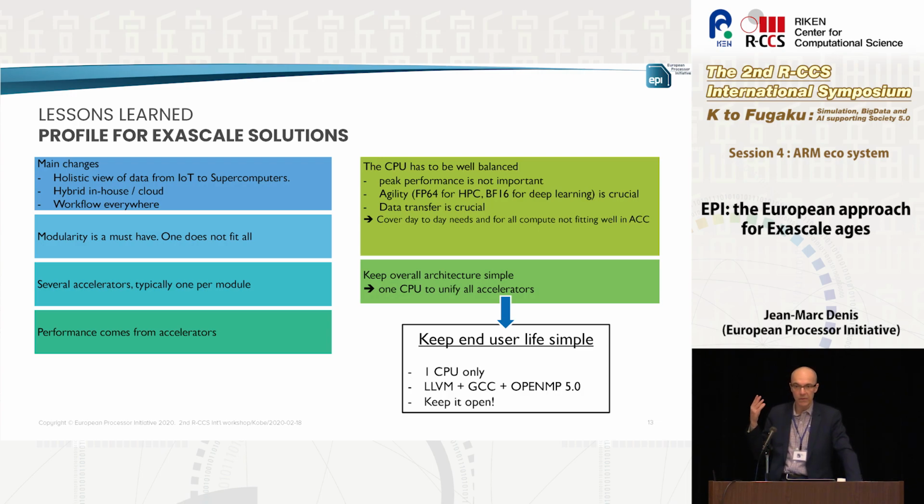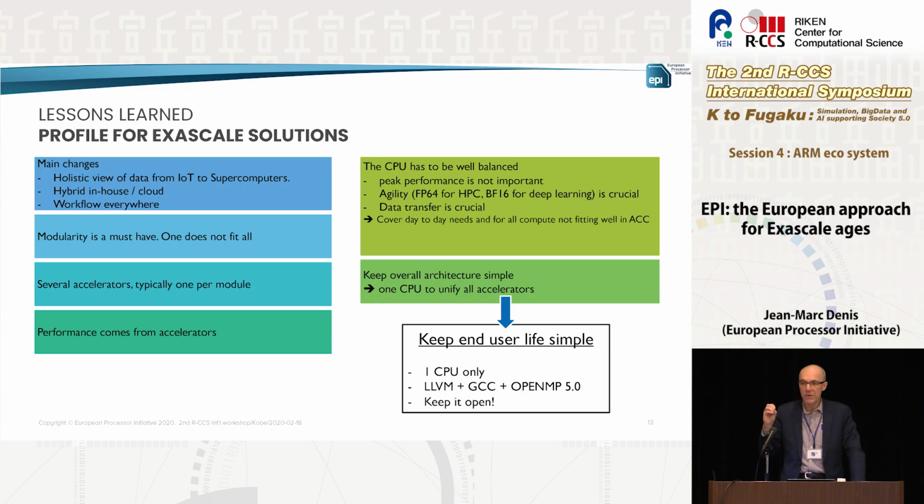So if we look at the profile for Exascale solutions, the main change that we observe is hybridization at each level, hardware and software. And we need to adopt a holistic perspective from the IoT to the supercomputer, because everything will be more and more driven by data. Modularity, where we have different combinations of CPU and accelerators, is a must-have for the future. The compute power will come from the accelerators, no doubt about it. And typically we get one accelerator per module in a big supercomputer. And as I mentioned, the performance comes from the accelerator, there is no discussion.